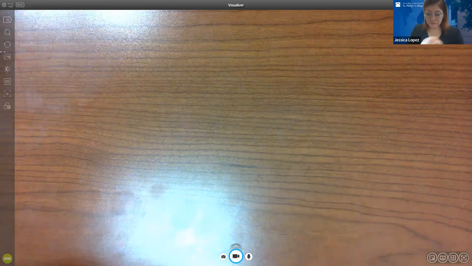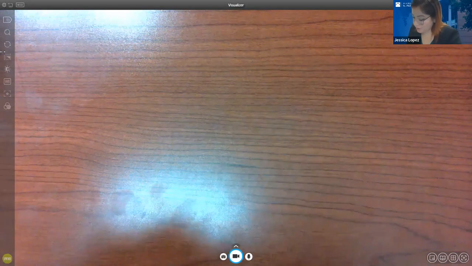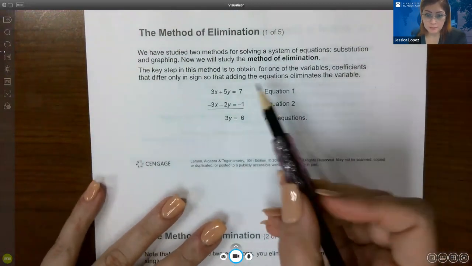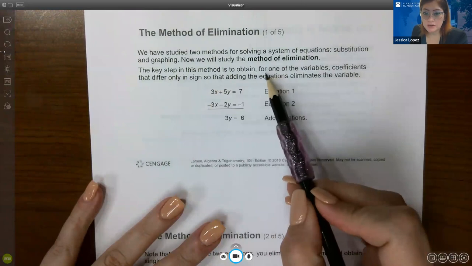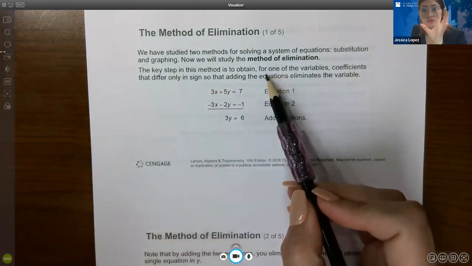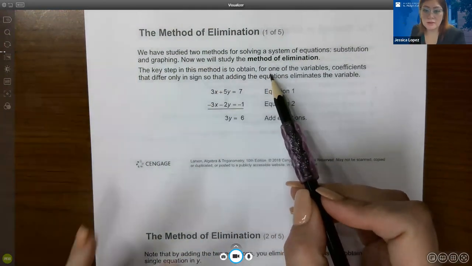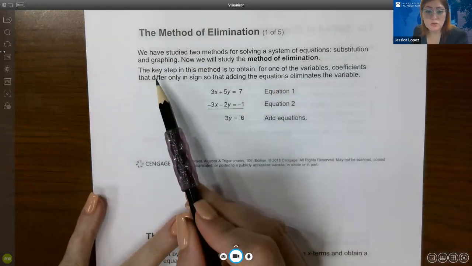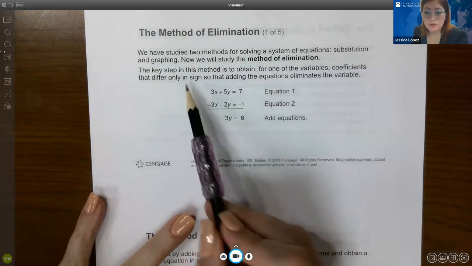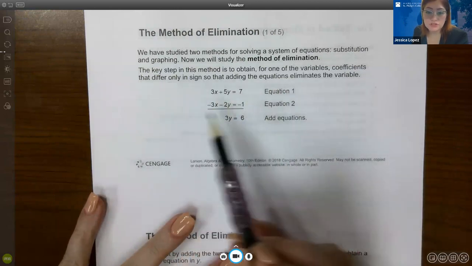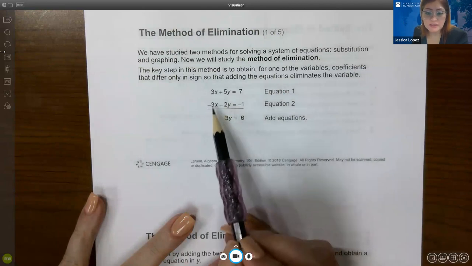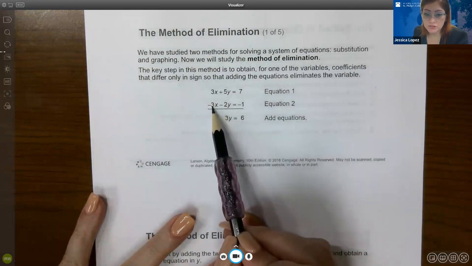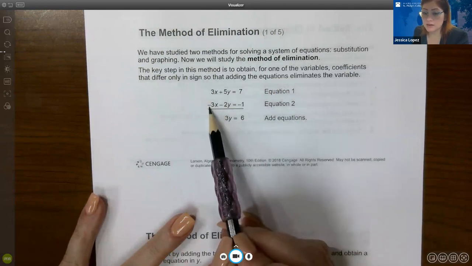Okay, so for the method of elimination, okay? The idea is to obtain for one of the variables, so you either choose X or you choose Y, but for one of the variables, you want them to have the same coefficients that only differ in sign, okay? So for instance, if you look at these two equations, notice that this is 3X and then this is negative 3X, okay? So they have the same coefficient, but this one's positive and this one's negative, okay?